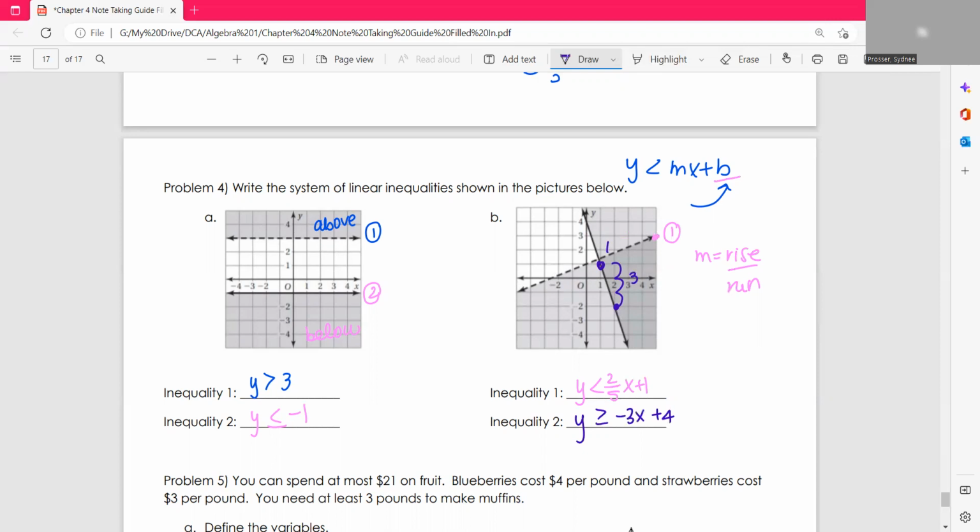Okay, guys, that's a review of writing linear equations, which we did earlier this year. We see it again when we're talking about systems right now.